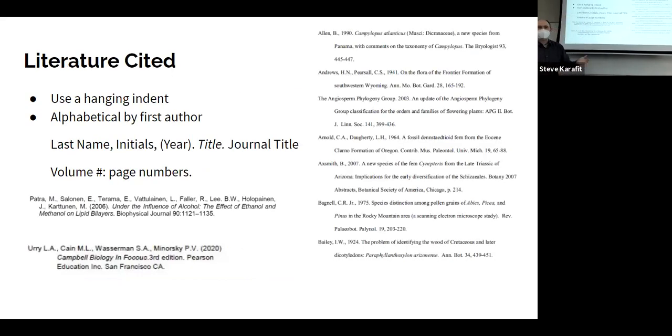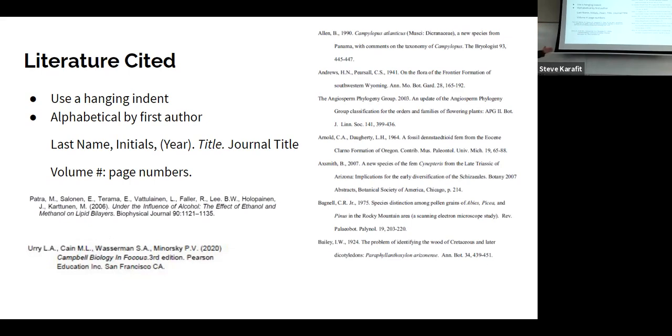Then the lit cited section at the end of your paper is where you give full detail on that paper so someone could find it if they wanted to. And the format we use, I have an example here from my thesis, just so you can kind of see there. We use a hanging indent, which means the first line sticks out more than the other lines, so that makes it easy to tell where one begins and one ends.